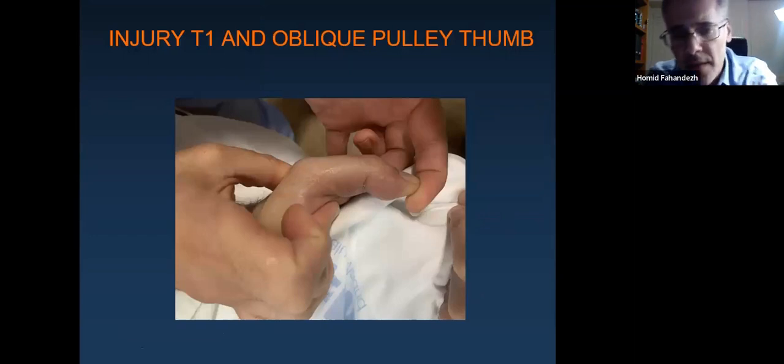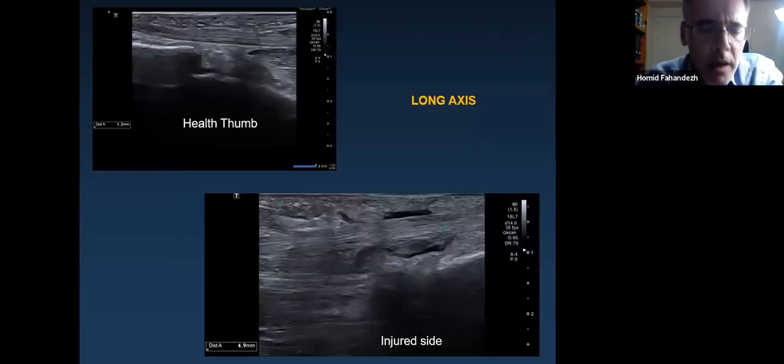This is a case of a hand therapist that works in my hospital. He's a big man and works very hard with his hands, and he came to my office 15 days after a small injury because he has pain in the volar aspect of the thumb, and he says to me that he feels like he is losing strength in his thumb. I suspect in this case a rupture of the pulleys, and I perform an ultrasound.